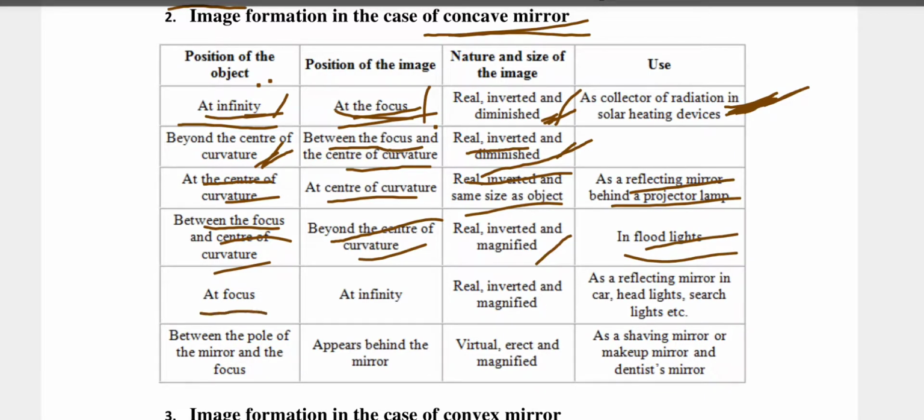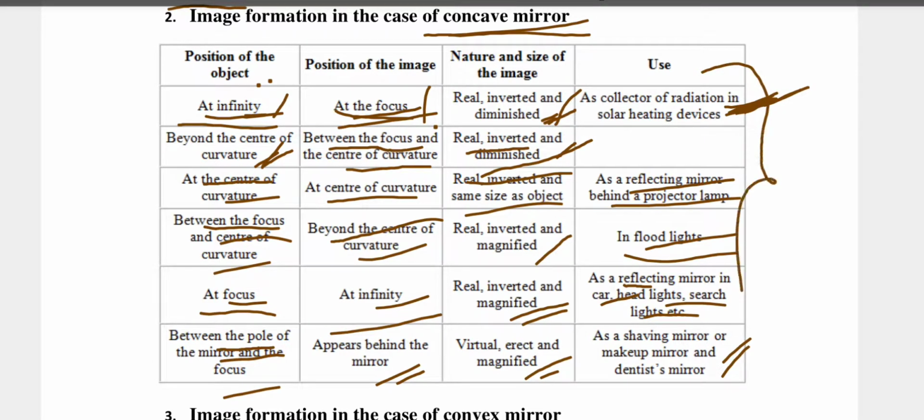Next, when you place the object at focus, we get the image at infinity. The image is real, inverted and enlarged. We use this situation in reflecting mirrors in headlights and searchlights. Next, when you place the object between the pole of the mirror and focus, we get the image behind the mirror, and it is virtual, erect and enlarged. This situation is used in shaving mirrors, makeup mirrors and dentist mirrors.